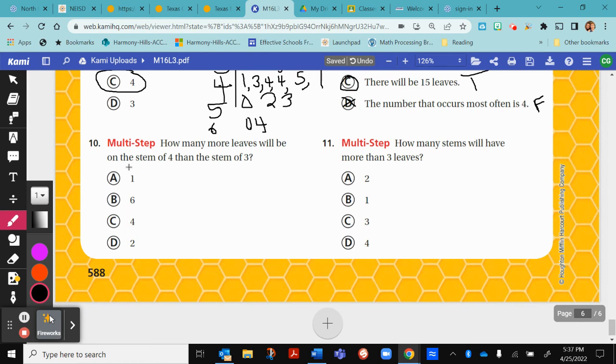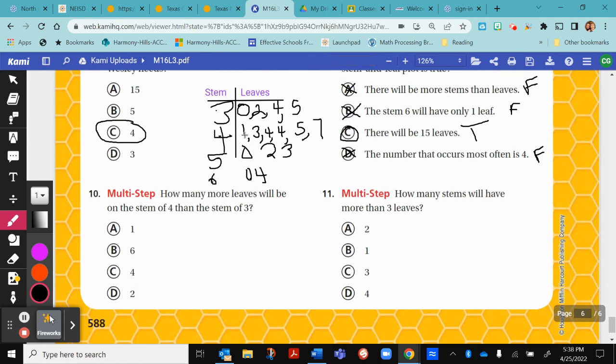How many more leaves will there be on stem 4 than on stem 3? Okay, so let's look at this. Stem 4 has 1, 2, 3, 4, 5, 6 leaves. Stem 3 has 1, 2, 3, 4 leaves. And the difference is 2. Ding, ding, ding, ding, ding.